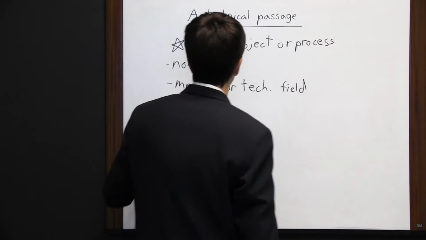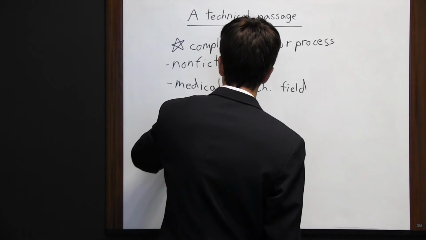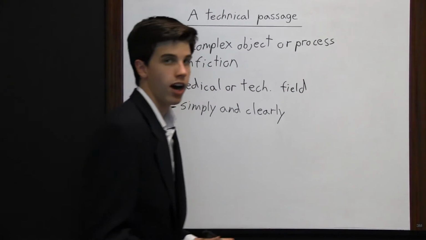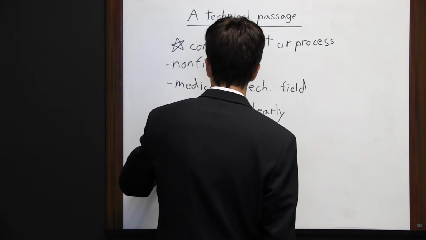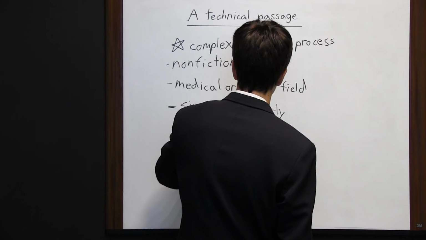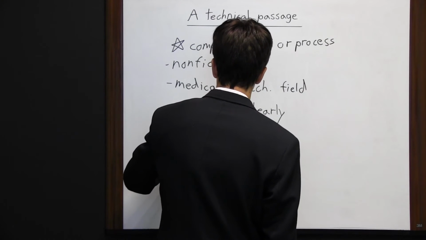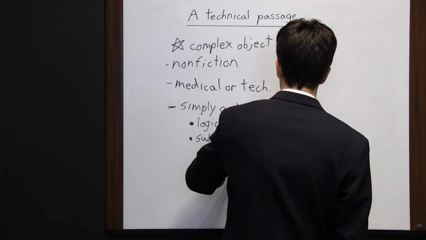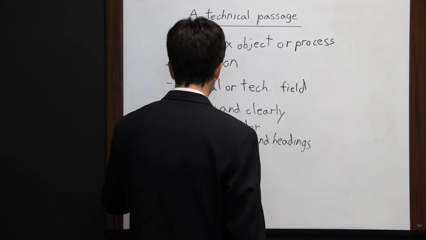So the goal of an author when writing a technical passage is to state everything simply and clearly. In order to accomplish that goal, the author has several tactics it will often use to state everything simply and clearly. The first is by putting everything in a logical order. The second tactic is to use subheadings and headings. And the third tactic is to use letters and numbers.